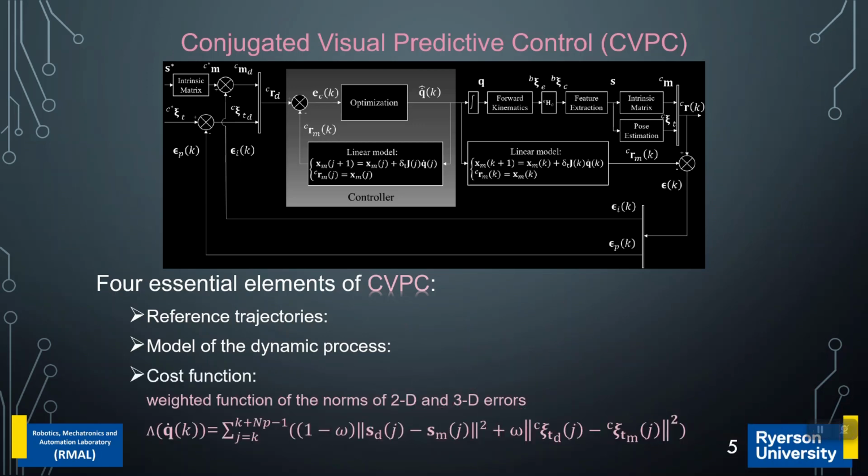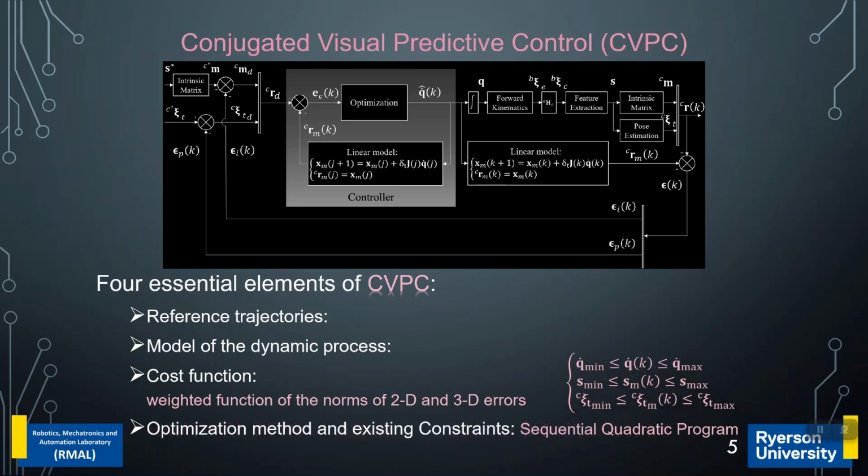The third element is the cost function, which should be minimized in order to obtain the optimal control input. Here, the cost function is a weighted function of the norms of 2D and 3D errors. The weighting factor omega could be either constant and equal to 0.5 or time varying. And finally, we employ sequential quadratic programming to minimize the cost function in the presence of available 2D and 3D or control constraints, as demonstrated here.